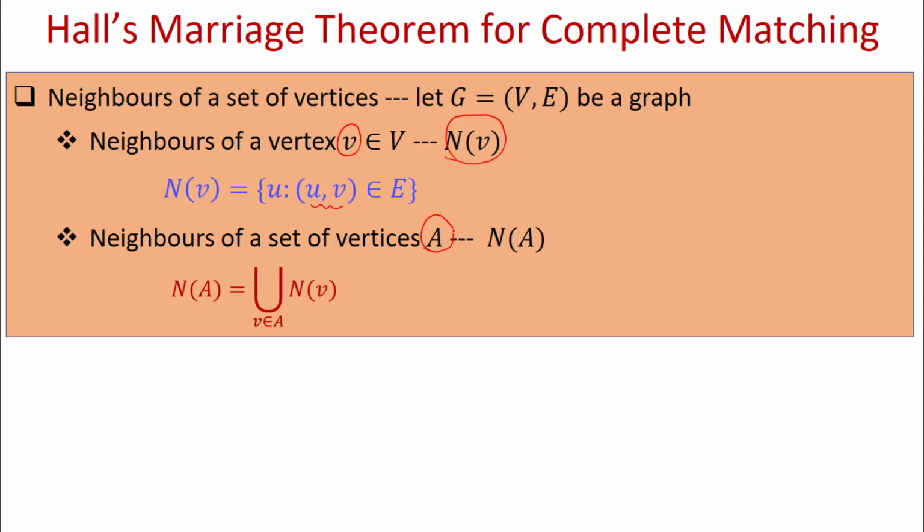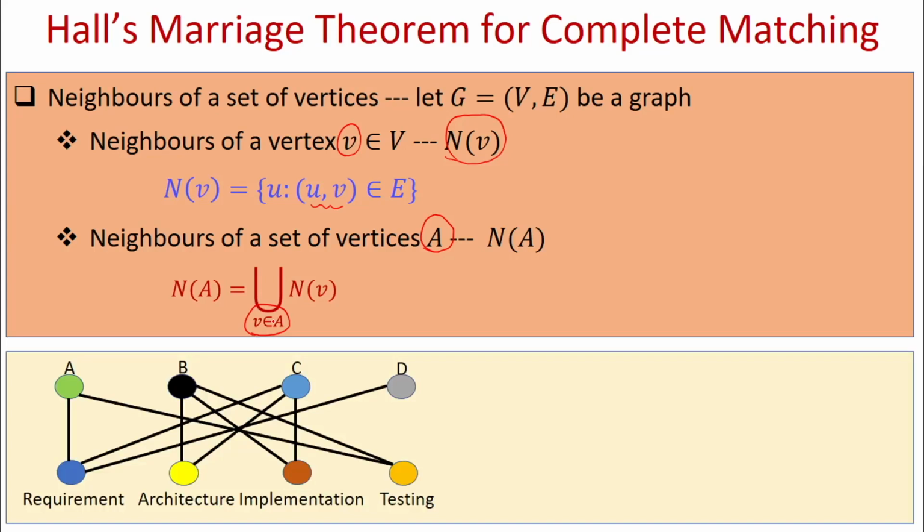So if A is a subset of vertices, then the neighbor set of A is basically the union of the neighbors of all the individual vertices in A. Okay. The neighbor set is defined with respect to any graph, but we will be using it in the context of bipartite graphs when we discuss Hall's Marriage theorem.